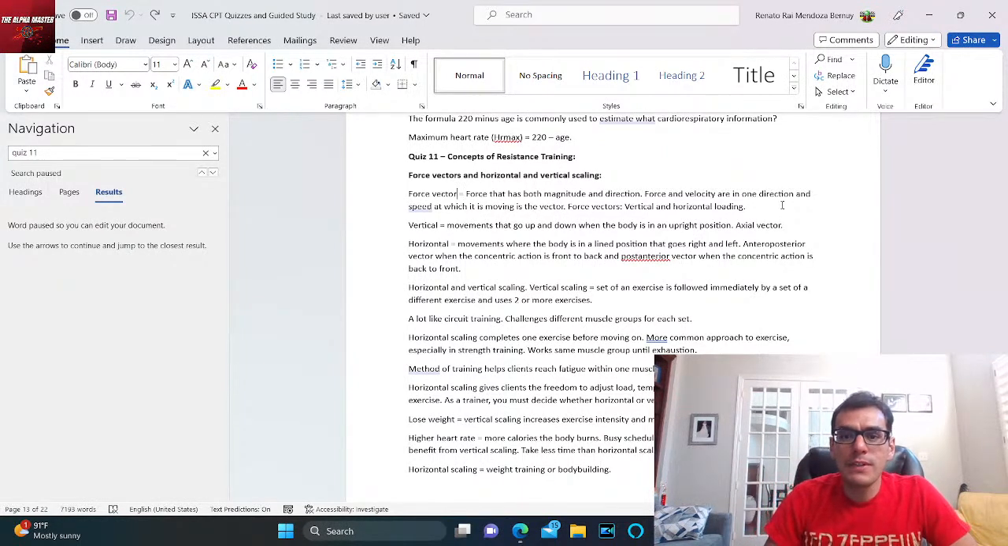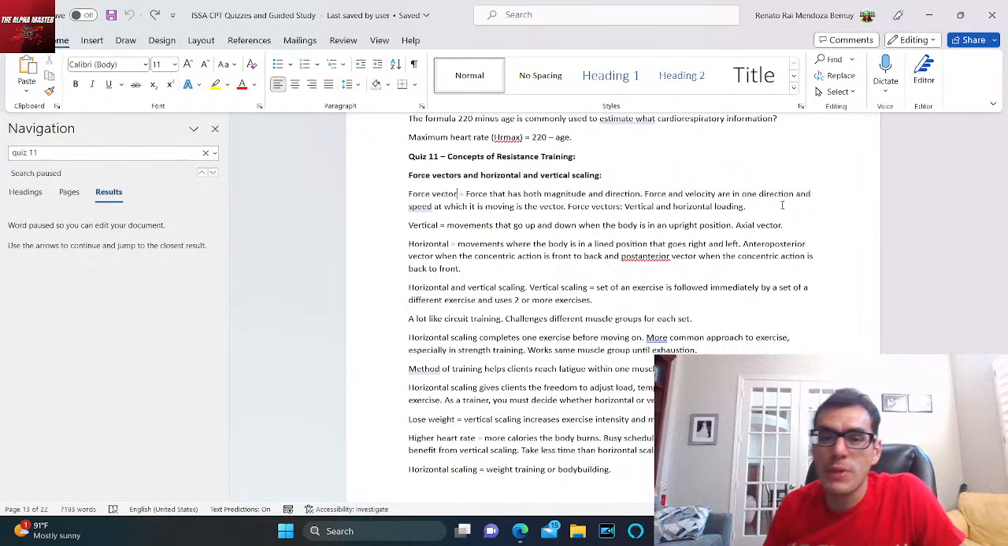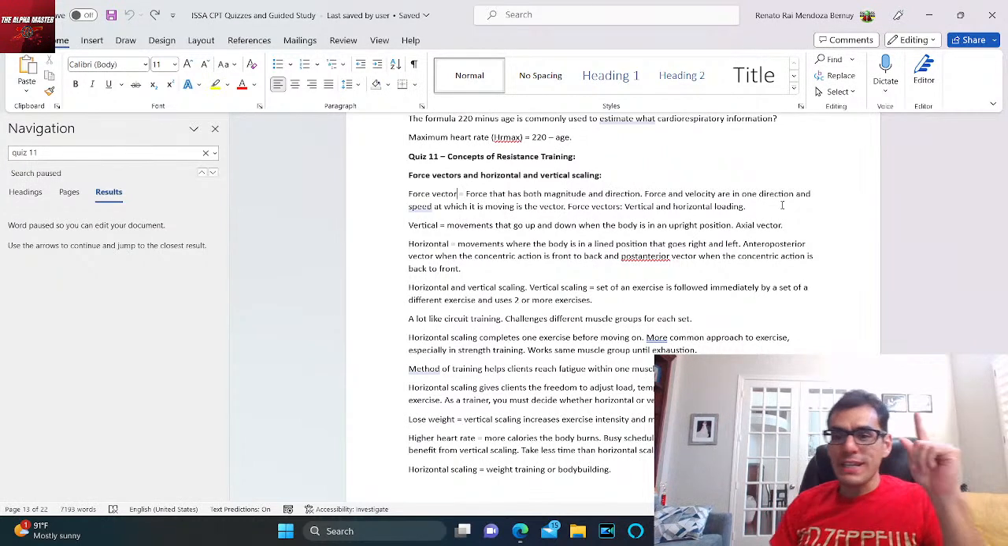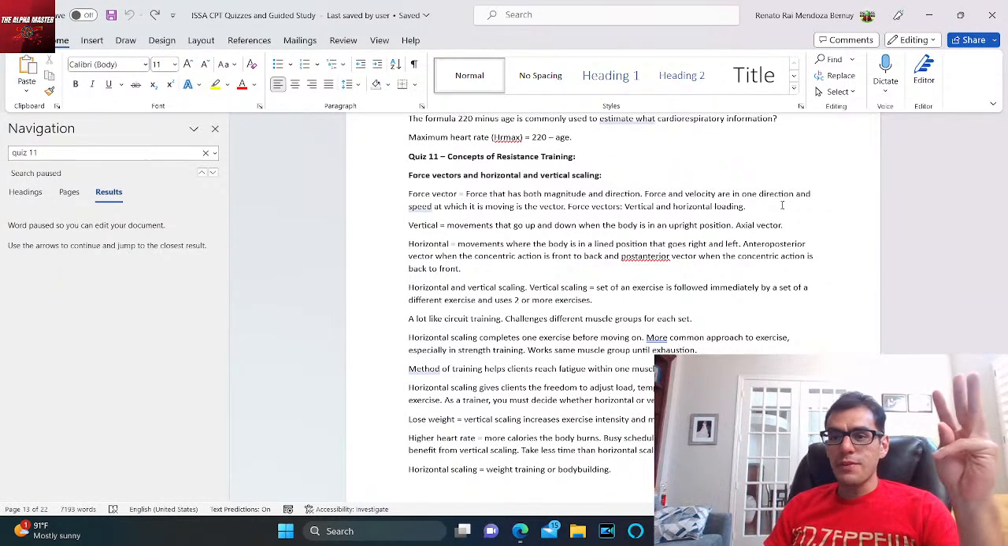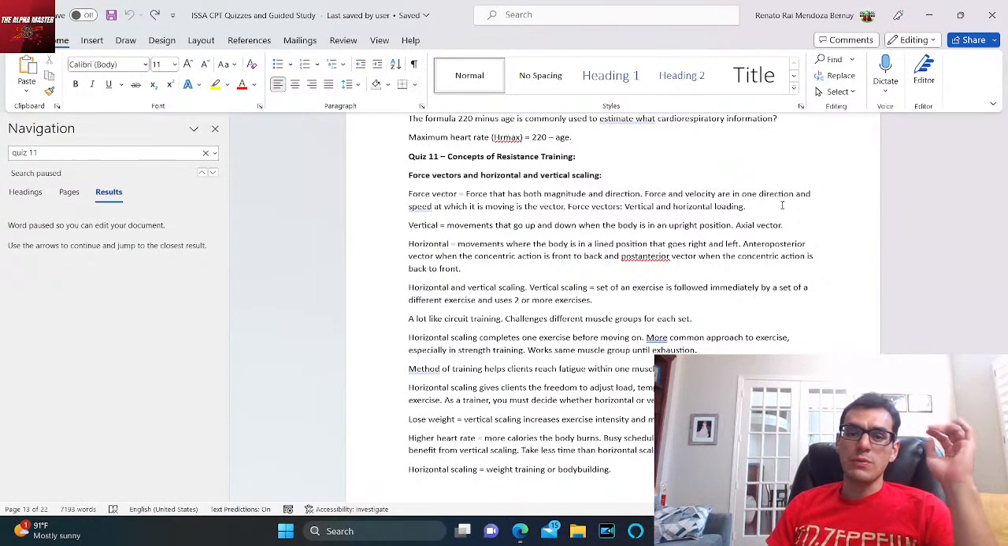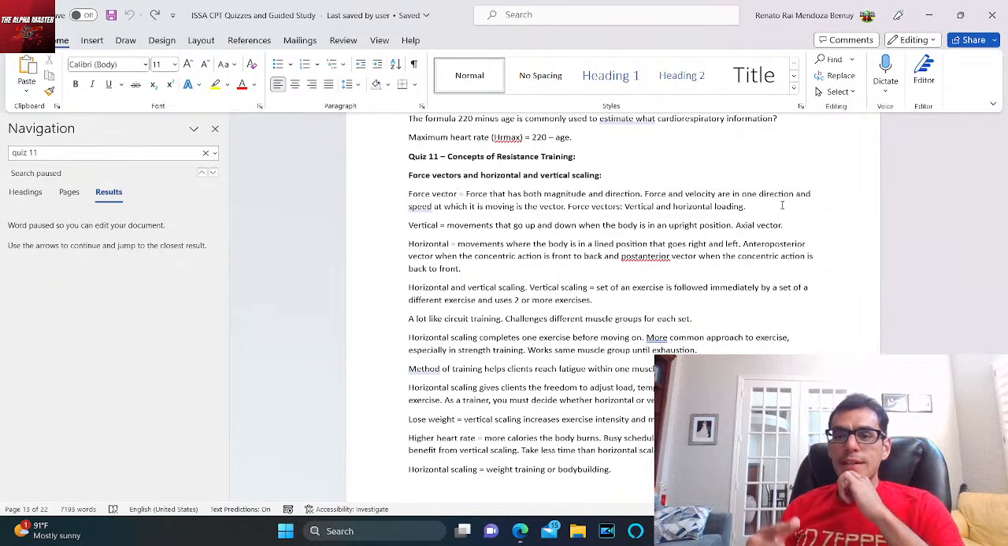Force vectors and horizontal and vertical scaling. A force vector is a force that has both magnitude and direction. Force and velocity are in one direction, and the speed at which it is moving is the vector. Force vector is going to be vertical and horizontal loading. Vertical is movements that go up and down when the body is in an upright position. It has an axial vector. Horizontal is movements where the body is in a lying position that goes right and left.